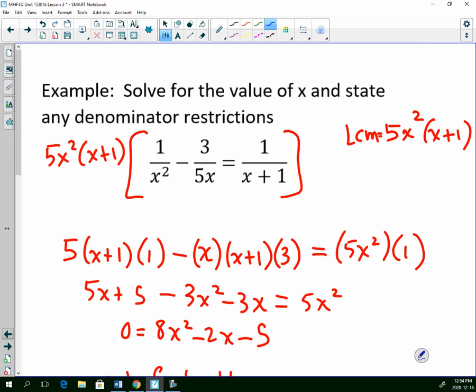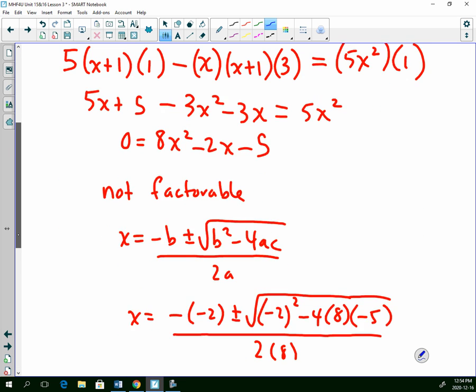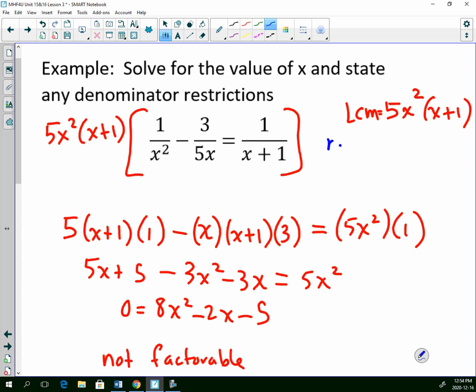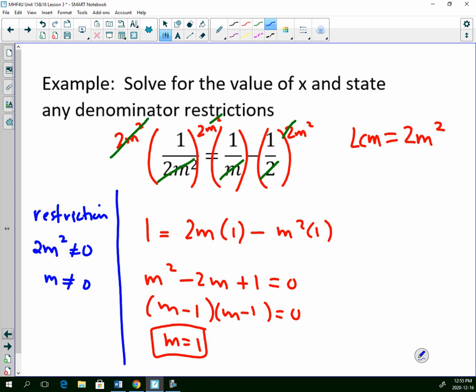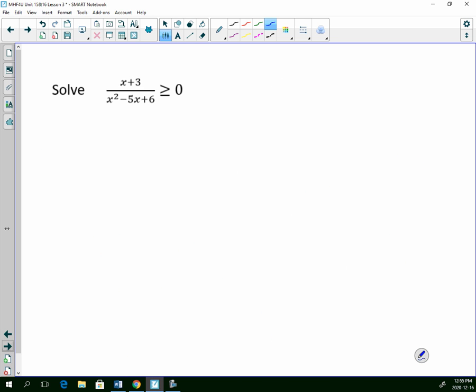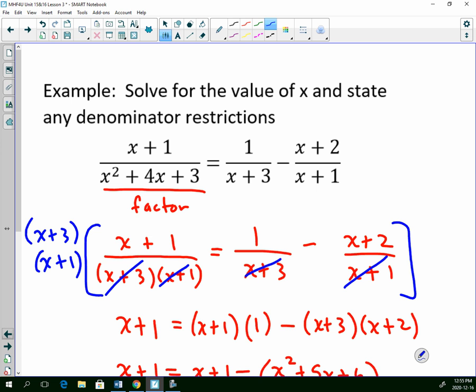Did we do our restrictions in the previous question? We did not. I forgot to state them here. So x can't be 0, and x can't be -1. So that was not one of our solutions, so we were fine there. Did we do it in the previous question? We did. Okay, so that is solving.